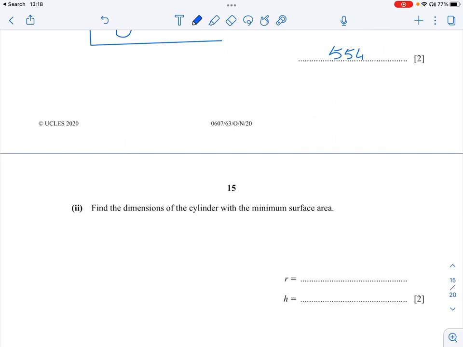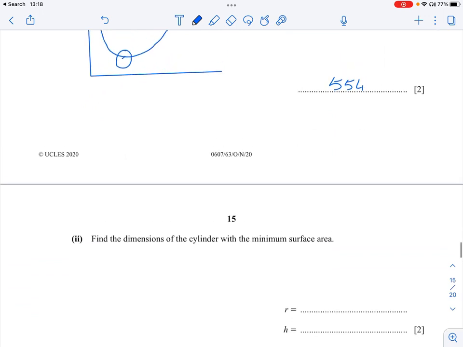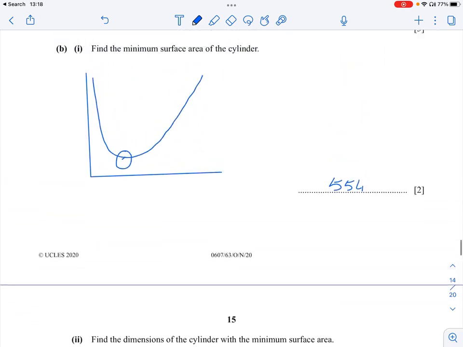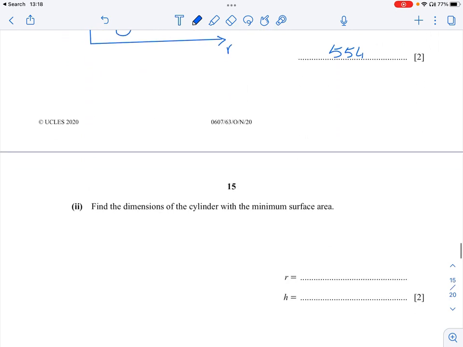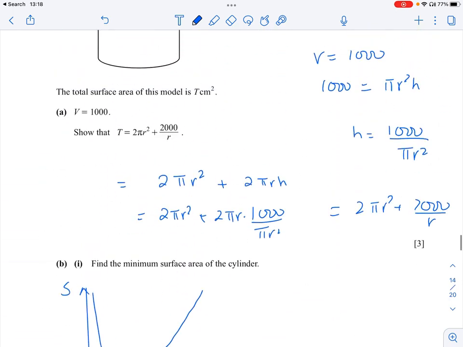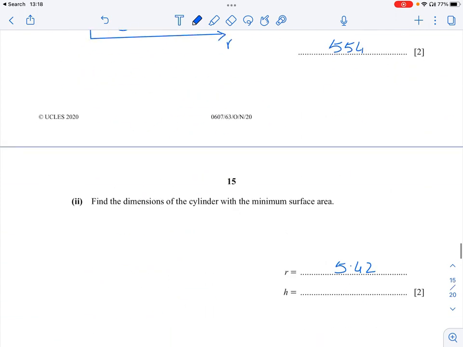Find the dimensions of the cylinder with the minimum surface area. For this, what am I going to do? It is going to be R and this is going to be S. So from the calculator, you should be able to get the value of R as 5.42. Now plug in this value of R as 5.42 in this H. So H equals 1000 upon pi r square. Simplify that, you should be getting the value of H as 10.8.